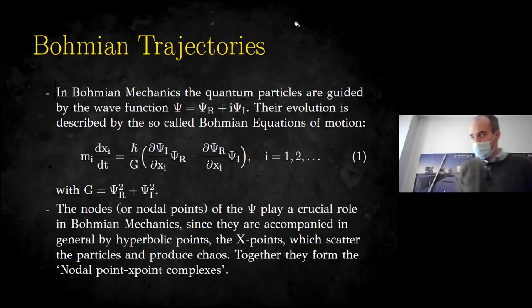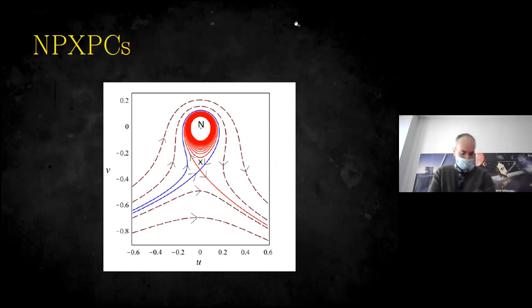The nodal points, along with their friends, the X points, form a very distinctive form of the Bohmian flow, which is called the nodal point X point complex. Okay. So here we have a typical example of a nodal point X point complex. In the center, we see the node, the nodal point, and here we see the X point. In the frame of reference of the moving nodal point, we have made a transformation of our initial Bohmian trajectories, and the X point is defined as a stagnant point of the Bohmian flow in this frame of reference.